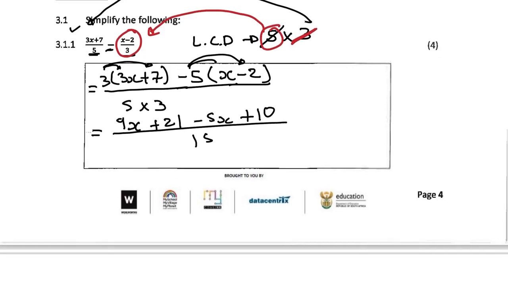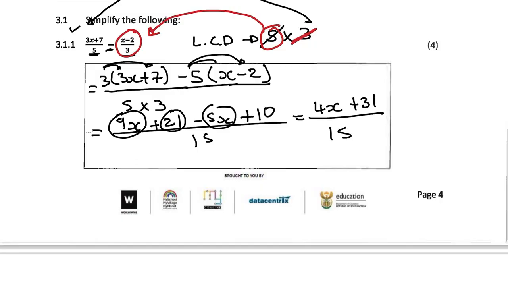Now if we simplify this out, we're just going to add the like terms. 9x minus 5x gives us 4x. And then we have 21 plus 10, which is 31. All divided by 15. So this will be the final answer for our first question. So that is how we simplify.